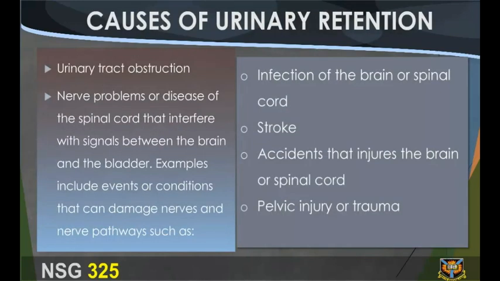Causes of urinary retention: urinary tract obstruction, nerve problems or disease of the spinal cord that interfere with signals between the brain and the bladder. Examples include events or conditions that can damage nerves and nerve pathways, such as infection of the brain or spinal cord, stroke, accident that injures the brain or spinal cord, and pelvic injury or trauma.